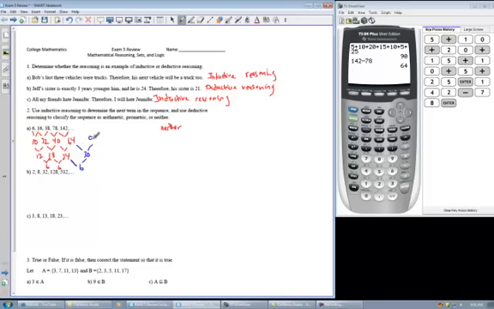I get 30, and that's 94. And finally, what number goes here when you take it away from 142? You get 94. All right.